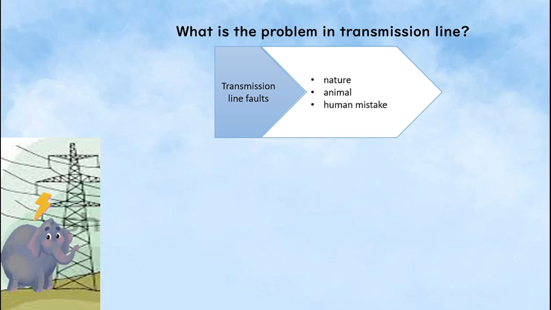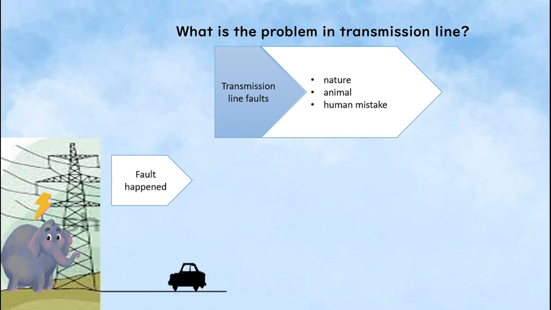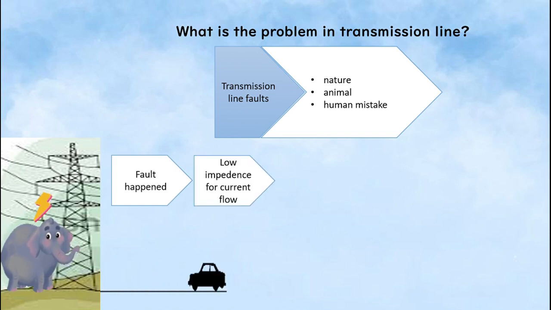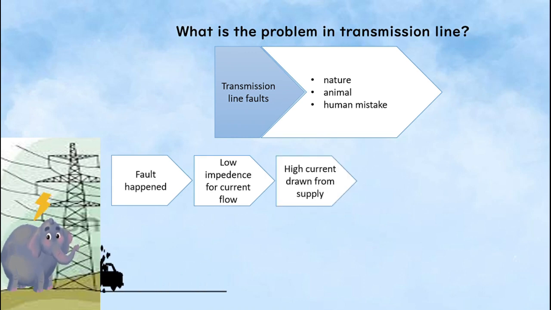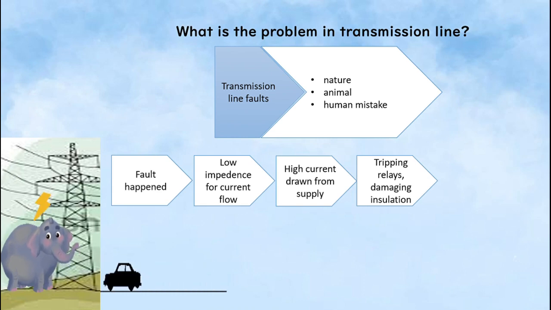The next case is when an animal like a bird, snake, or big mammal touches the peak point near the transmission line, it will make the transmission line face a fault. When a fault occurs, it creates a very low impedance path for the current flow. Thus, very high current is drawn from the supply, causing tripping of relays, and damaging insulation and components of the equipment.